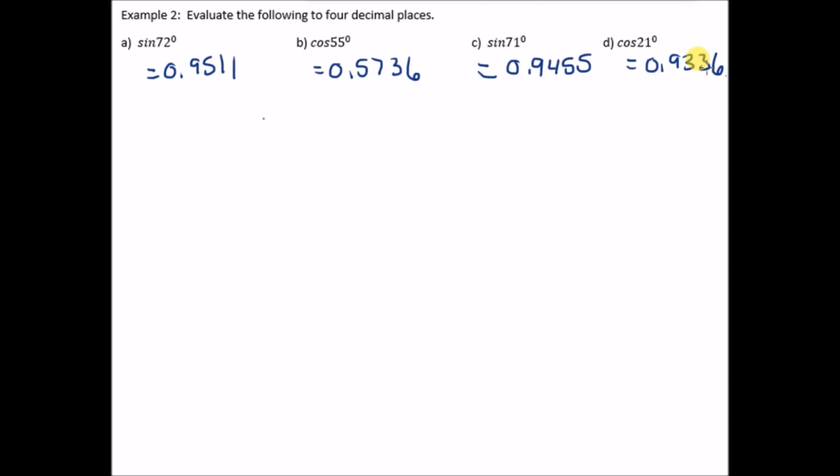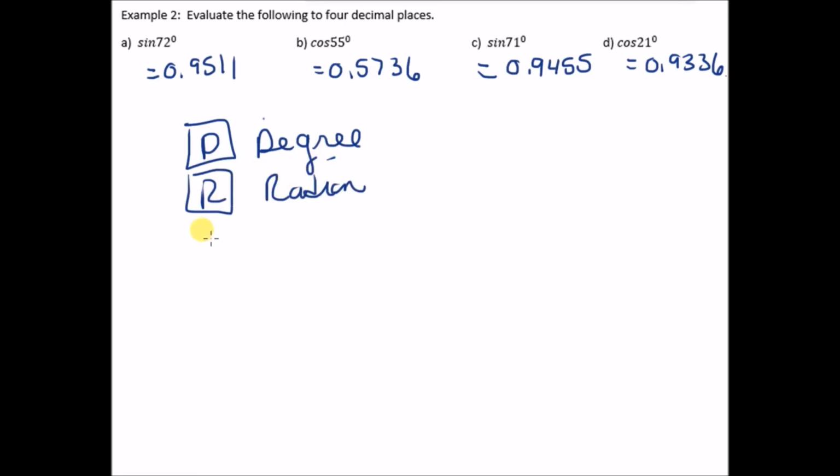If not, you may not be in degree mode, so you want to make sure that the D is highlighted on your calculator, or it may say deg as in degree. You may have R as in radian, or a G highlighted as in gradient. We don't want these ones. We want to keep it on degree.